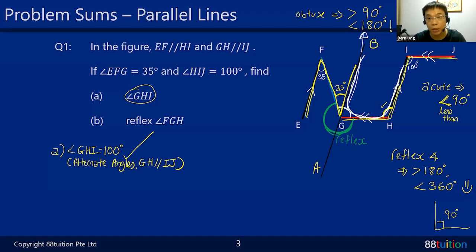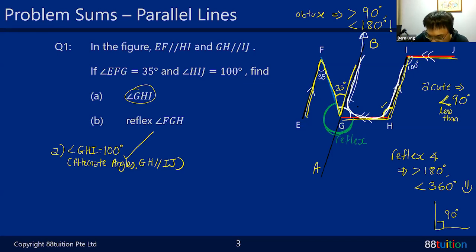But usually in Sec 1, Sec 2, your teacher will not emphasize so much on the presentation. But again, as I say, I'm preparing you for your O levels. For your O levels, all this must be shown. Every single step must be shown. It's so important, especially the reasoning. Things like alternate angle, corresponding angle, interior angle. You must write all this.